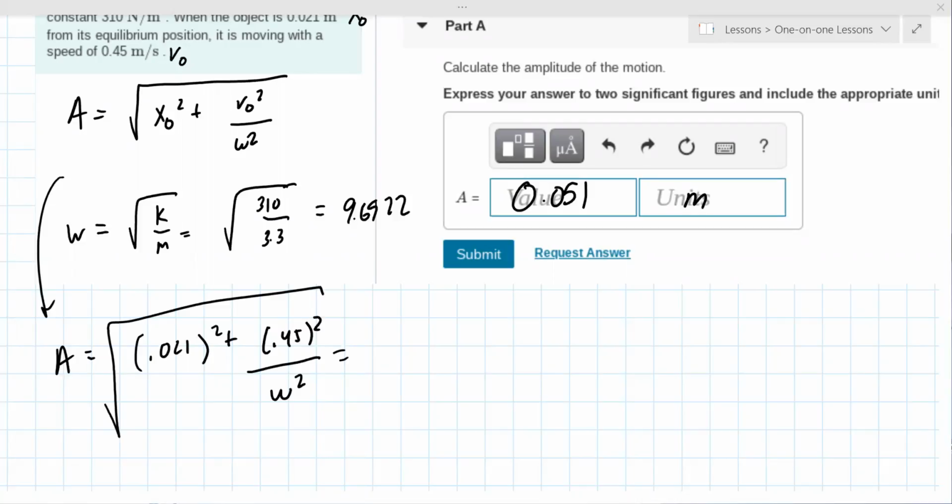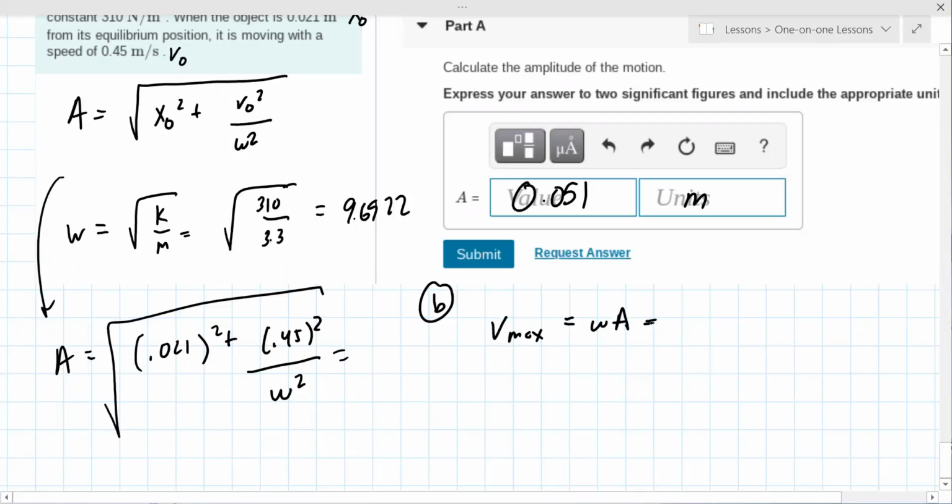The maximum speed. Okay, so the maximum speed, Vmax, this is again just another formula. This is for part B, it's W times A. So big surprise that we're using W. We take the value that we found in part A, that intermediate step, and the value we just found for A, and we multiply them together. I have to go back to the calculator to make sure I get the right numbers, but it's W times A.